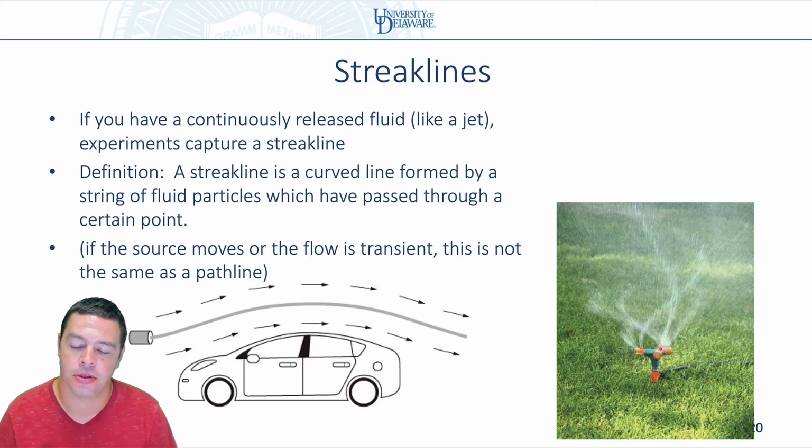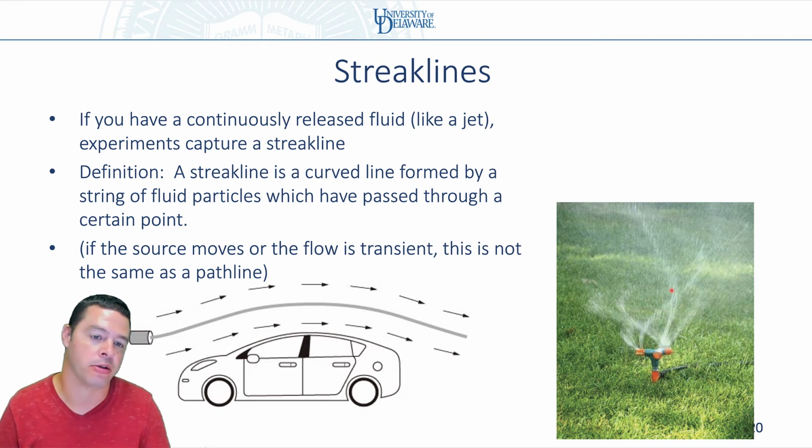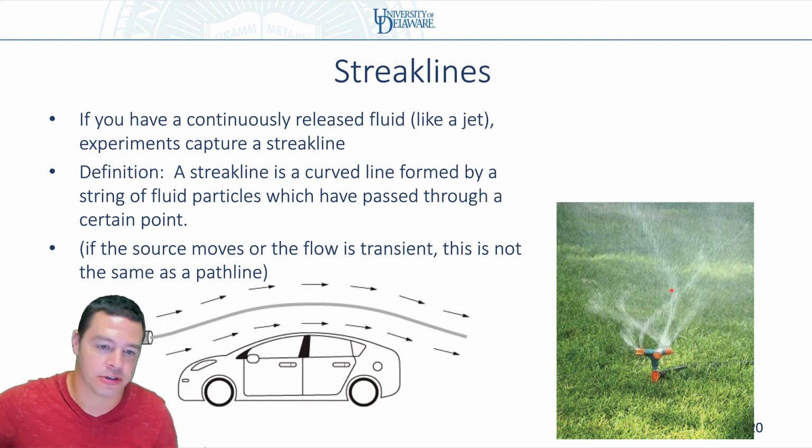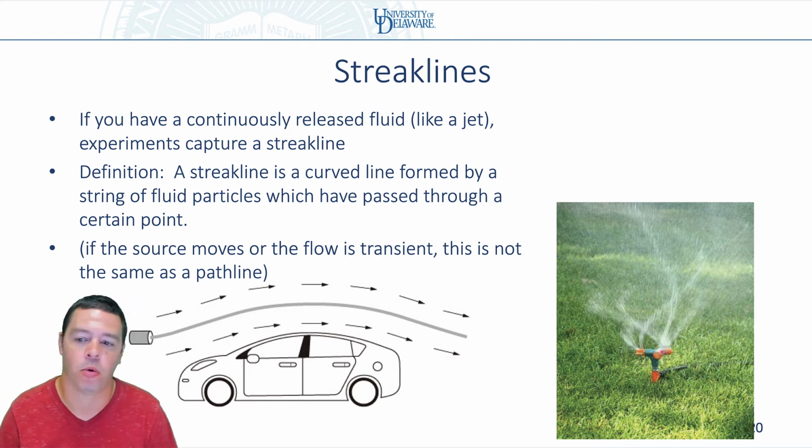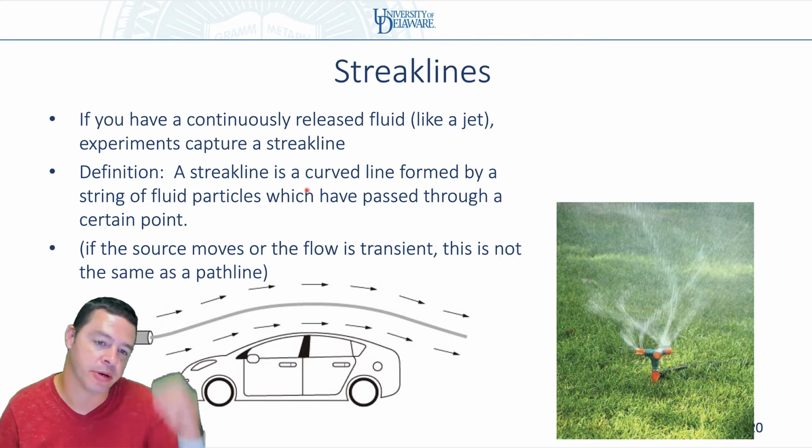The line that's traced out by a sprinkler has really nothing to do with the instantaneous velocity. It's really about the history of where that water was released, the velocity as it moves, and integrated over time. And so it can be somewhat complicated. But that is basically what a streak line is.